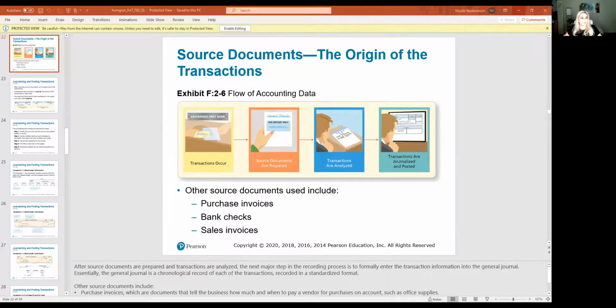If you recall, in our very first module, I think this is chapter 2 or chapter 3, what was illustrated to us is that transactions occur in the business. We analyze them, and then what we do is we post them. But really, our analysis is going to be mostly based on source documentation. So step 1 is that the transaction occurs. As the transaction is occurring, it's being documented.